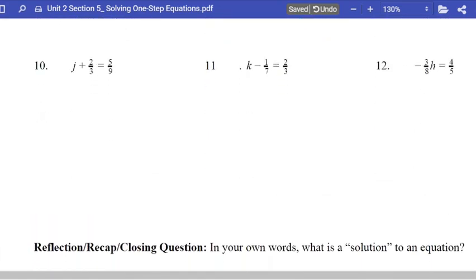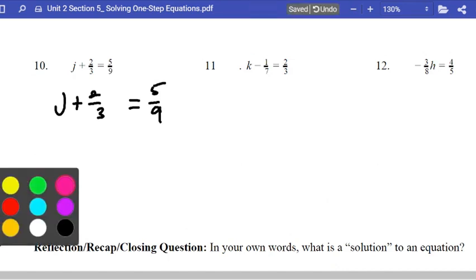Okay, last three. All these involve fractions. J plus 2/3 equals 5 over 9. Well, right now, what's the 2/3 doing to the j? It's adding, so we're going to subtract. So I'm going to write this out again. J plus 2 over 3 equals 5 over 9. Needed a little more room. Well, we know we want to subtract 2/3 from both sides.